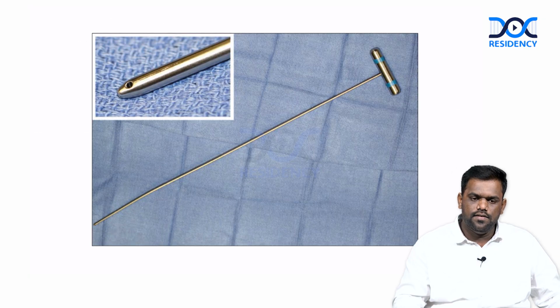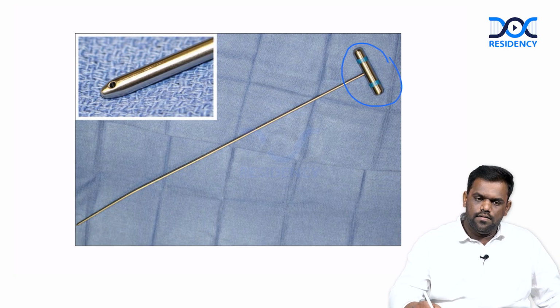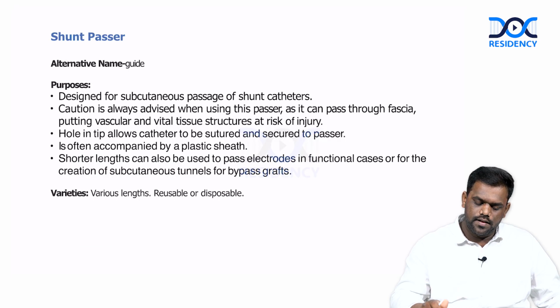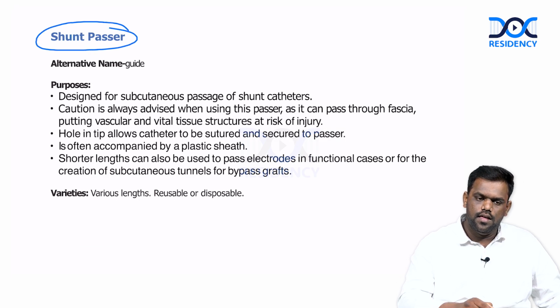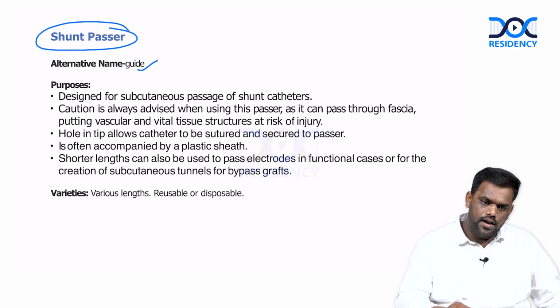Next, identify this instrument. This instrument has a long stem, and it has a handle, and you see a hole in the tip. This instrument is called a shunt washer. You especially have to use it in the procedure of VP shunt. Its alternative name is also guide.